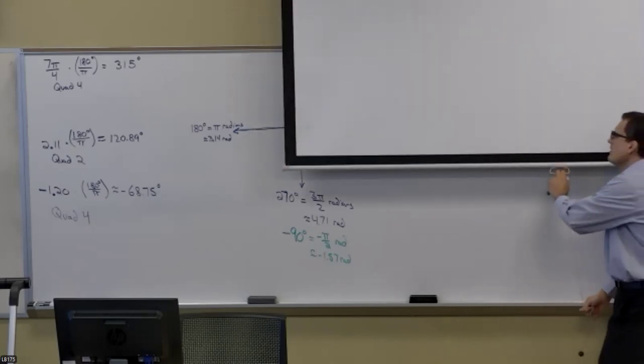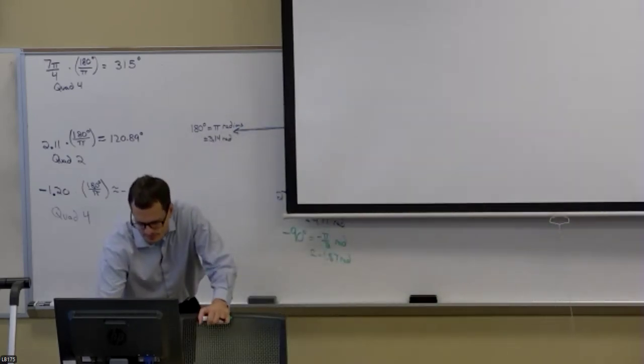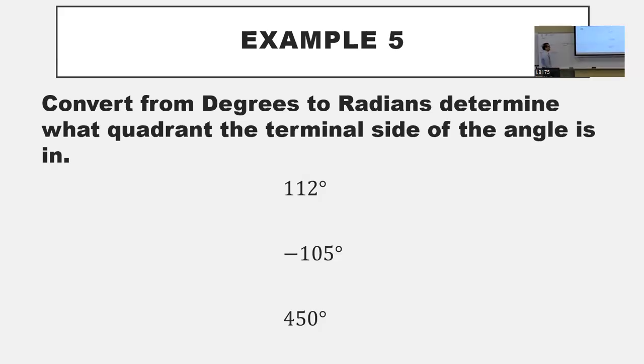Straightforward. This next slide we won't convert. We'll just look at the angle measurements and decide what quadrant we're in. So let's take a look at these. We won't do the conversion from degrees to radians. If you want to, you can do that on your own. Let's just determine the quadrants based on the angles in degrees. So we have 112 degrees, negative 105, and then 450.